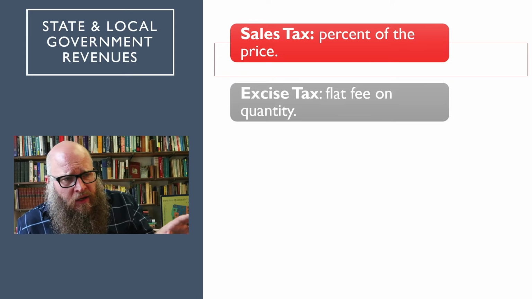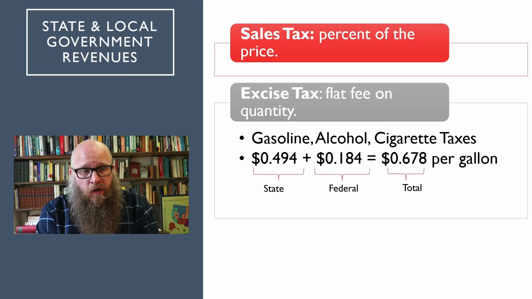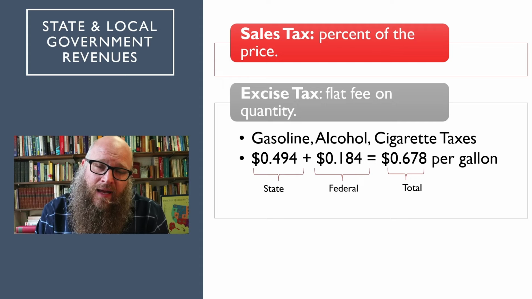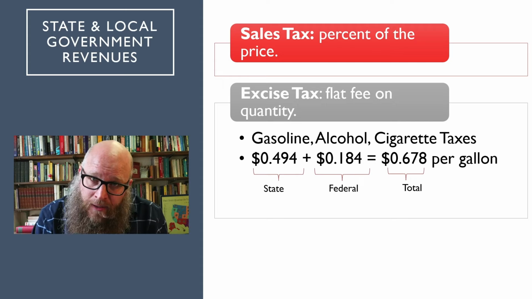I have down here the Washington State gasoline tax. The state has 49.4 cents per gallon, and then the feds have 18.4 cents per gallon. And so overall, if you pump up in the state of Washington, you're paying 67, or rounded up to 68, cents per gallon to the government. Now, they use that money to help build the roads and things like that.